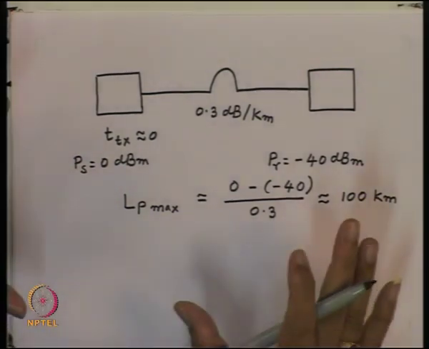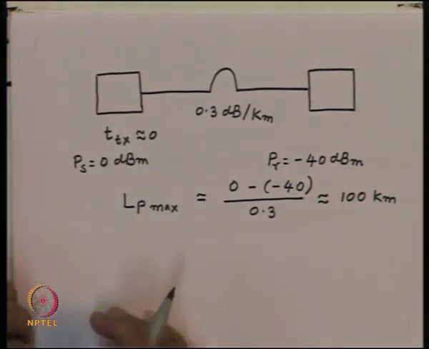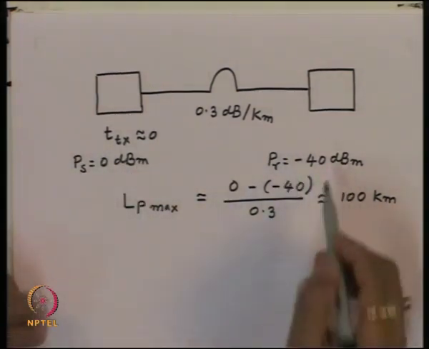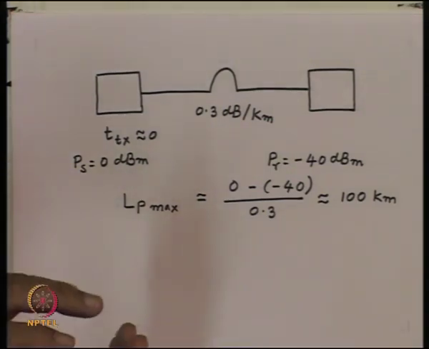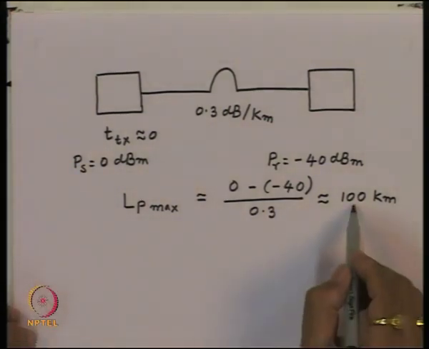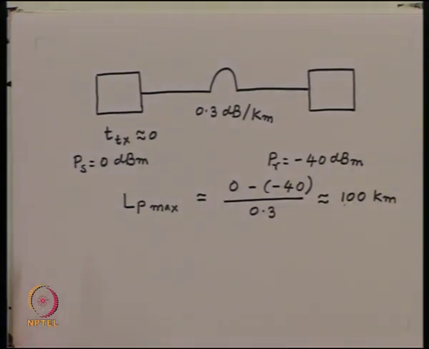And that is the typical situation you see in an optical communication link, because that's the typical power which we transmit, and that's the power which is required. So that means the signal to noise ratio becomes unacceptable beyond a distance of about 100 kilometers.